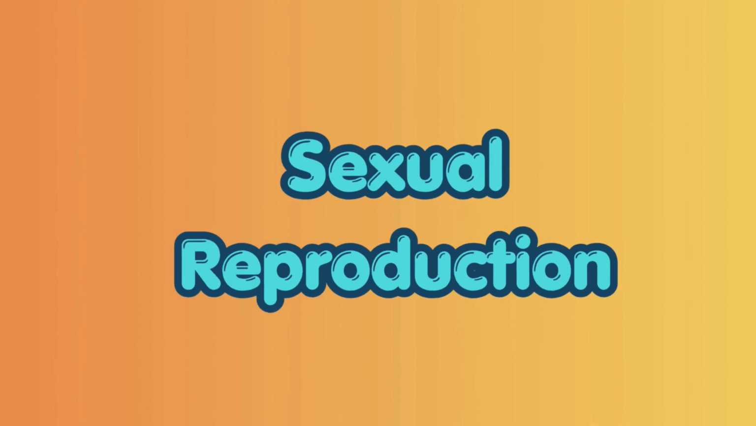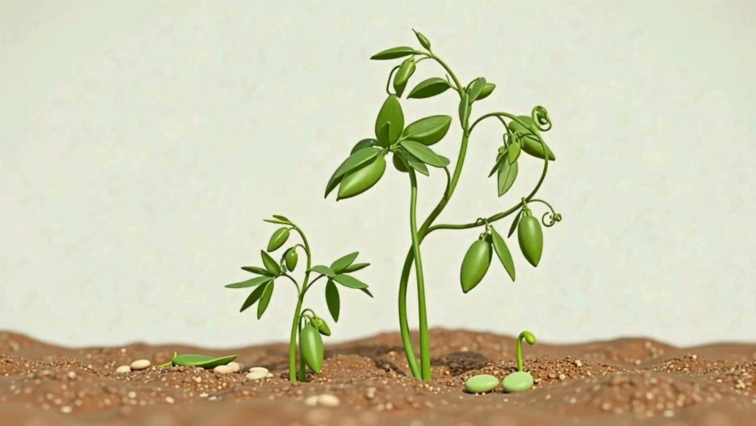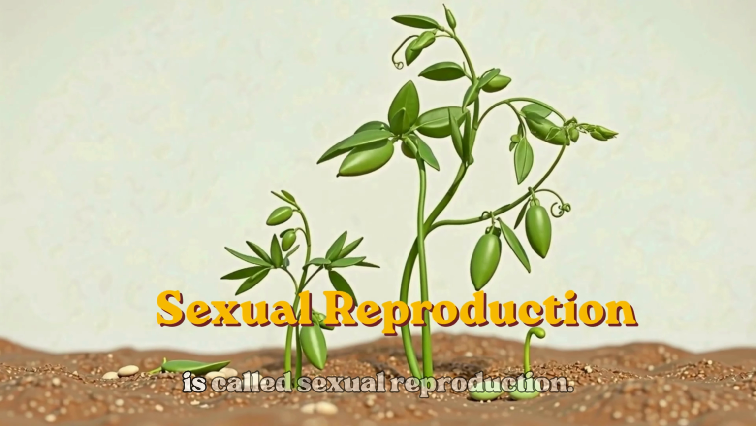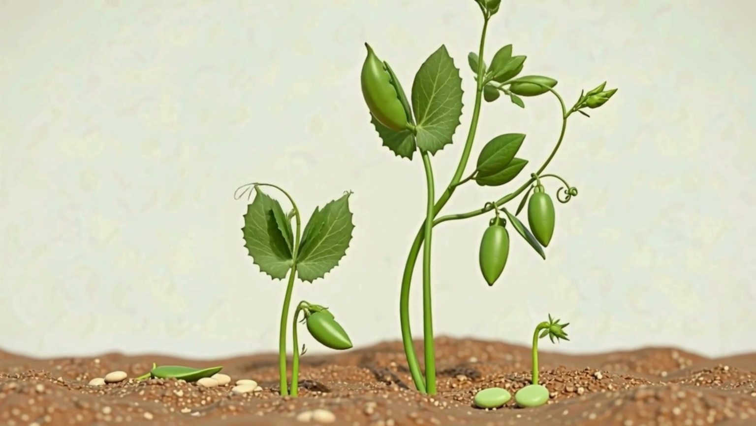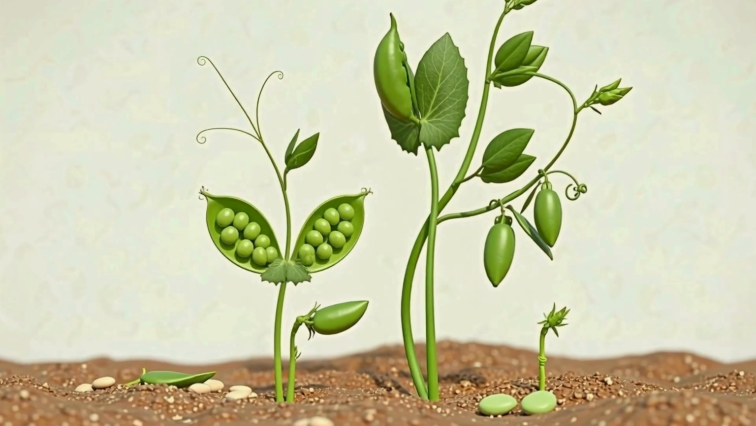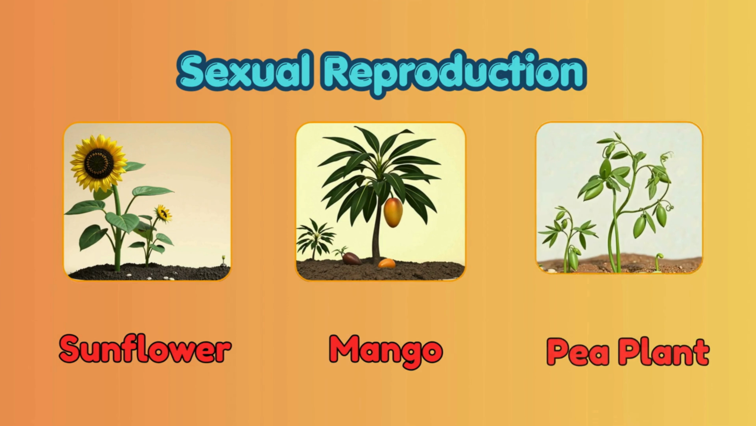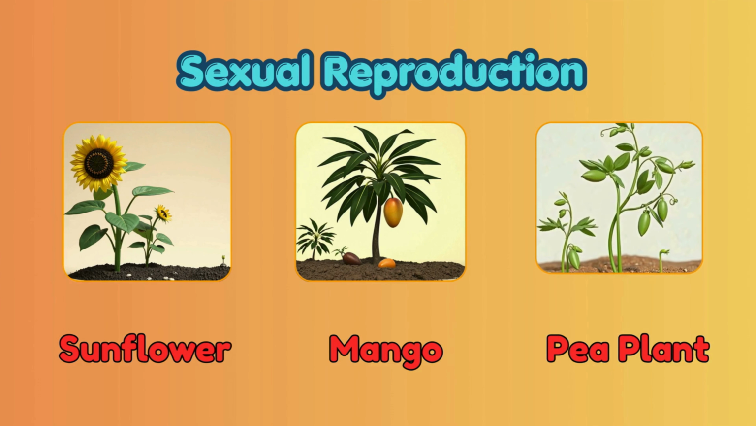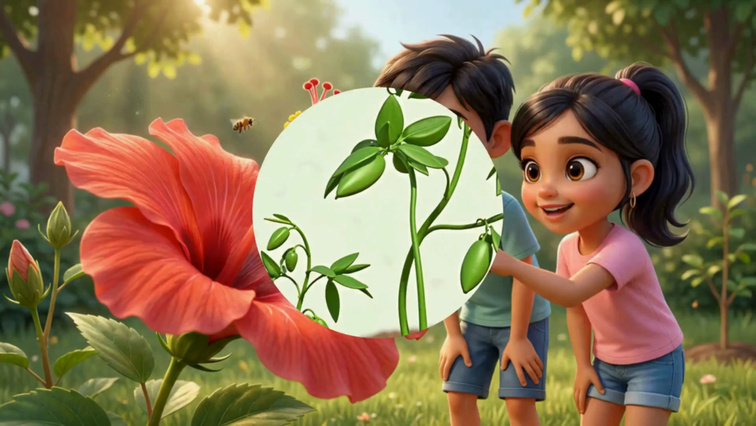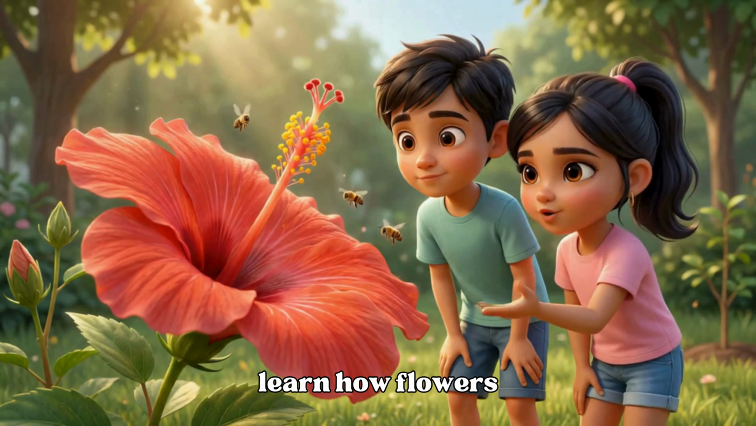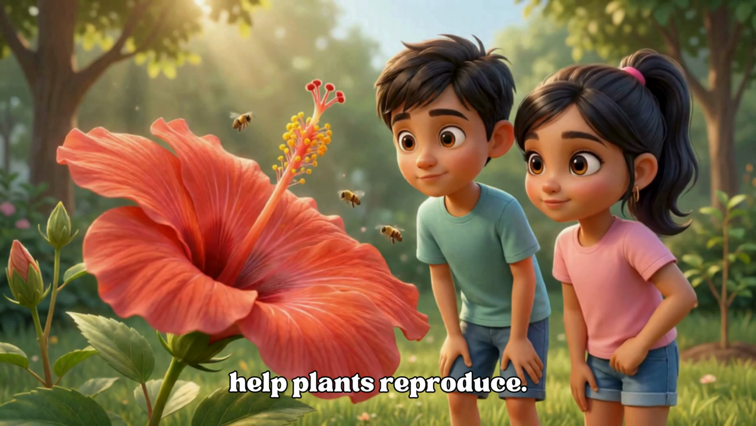Sexual reproduction. New plants grow from seeds is called sexual reproduction. Examples: sunflower, mango, pea plant. So today we'll learn how flowers help plants reproduce.